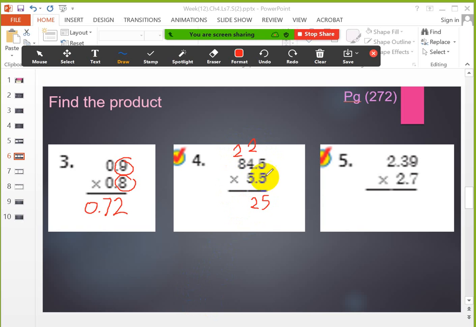8. 5 multiply 8 equals what? 5 multiply 8 equals 40. 40 plus 2 equals 42. Okay, very good. Thank you, Shahid.